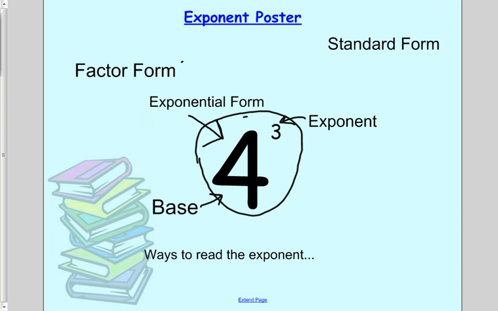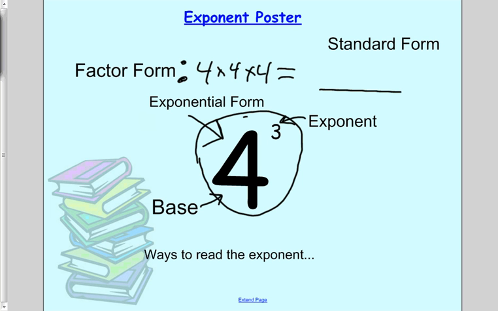The factor form is when we write it in terms of our factors. So we would take our base of 4 and start with that. And then our exponent tells us how many times that's going to be a factor. So since our exponent is 3, we're going to have 4 be a factor 3 times. So this is what we call factor form, 4 times 4 times 4. And then standard form, again, is just kind of a fancy way of saying what our answer is going to be.